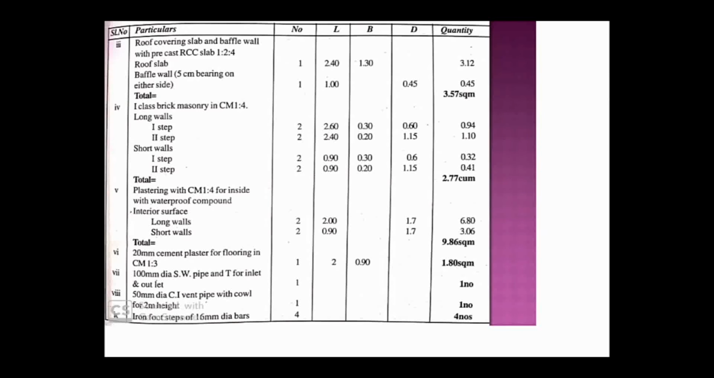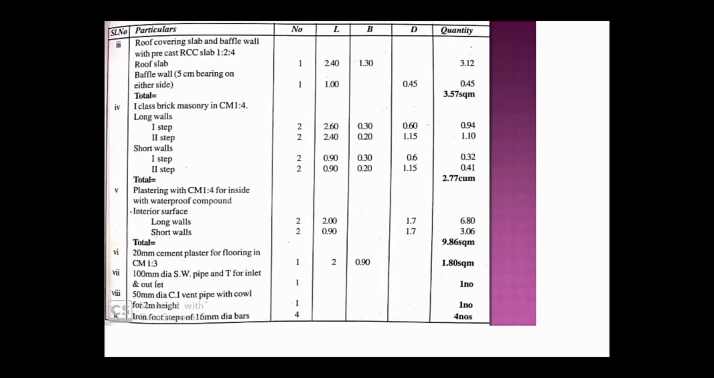Next thing you have to find out is the quantity required for particular items, that is 100 dia SW pipe and T for inlet and outlet. When it is given as 100 dia SW pipe and T, both things are given in one quantity, that means you have to take it as one number. For that one number, whatever extra things we are going to consider, like the pipes and all, we consider it in number. So the same thing here, we take it in number.